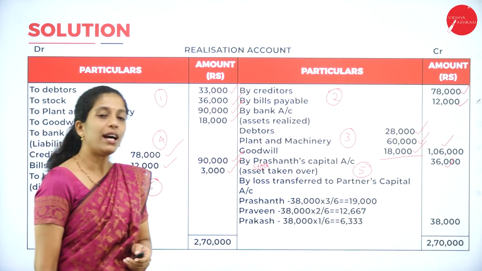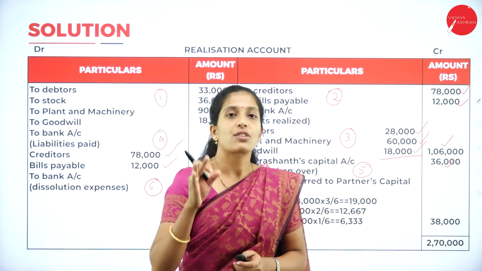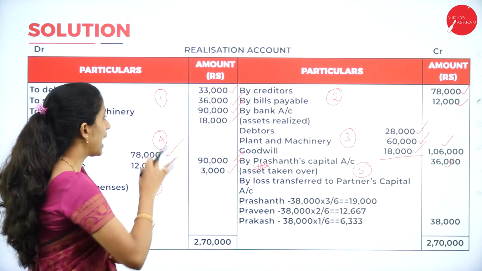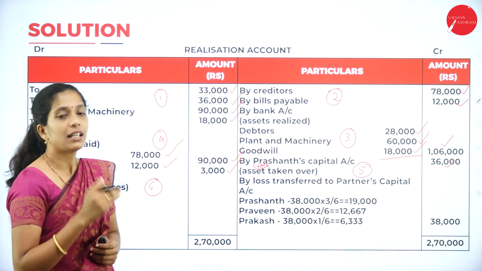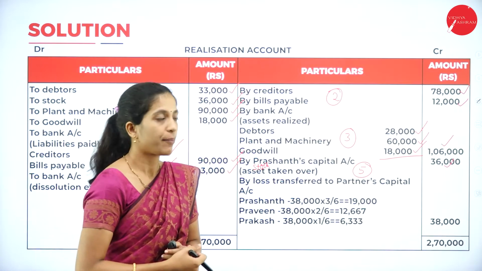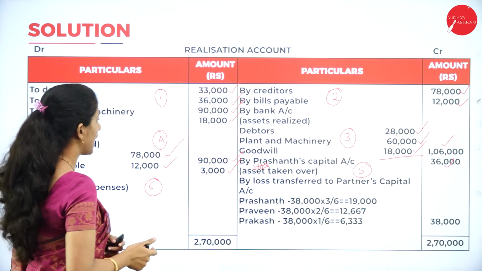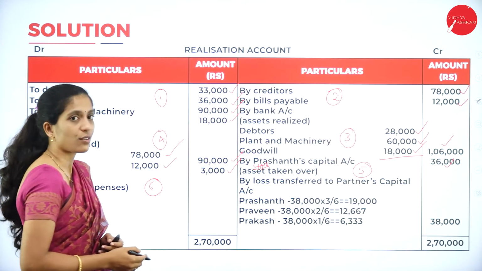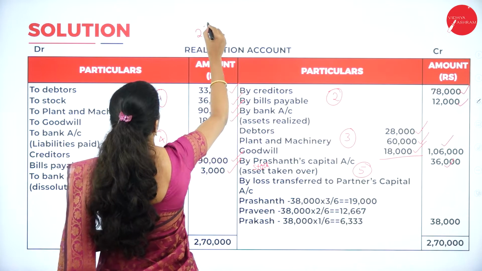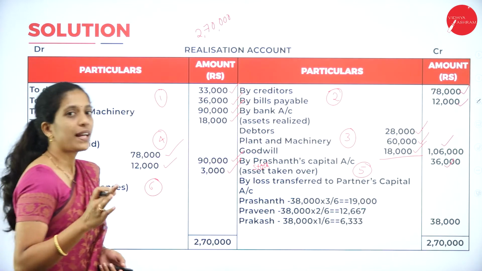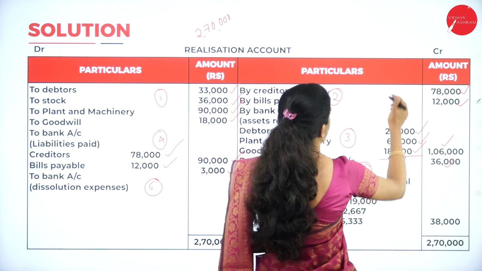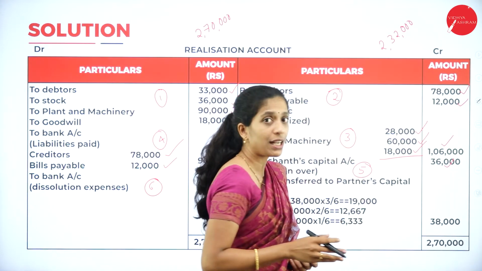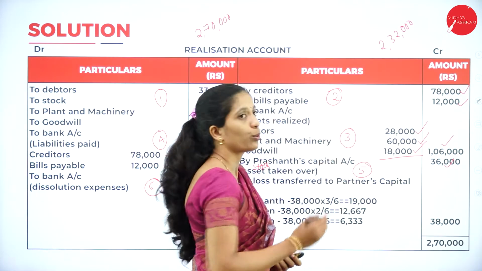So if liabilities were taken over, then we have to record in the debit side. You have to transfer to their capital account. In the bracket, we have to write liabilities taken over. Now what you have to do? Balance both the sides and the balancing figure will be either realization profit or realization loss. Now if you add all the items in the debit side, that is 33,000 plus 36,000 plus 90,000 plus 18,000 plus 90,000 plus 3,000, you will get 2,70,000. Whereas coming to the credit side, if you add all these items, you will get 2,32,000. In the sense 78,000 plus 12,000 plus 1,06,000 plus 36,000, you will get 2,32,000.